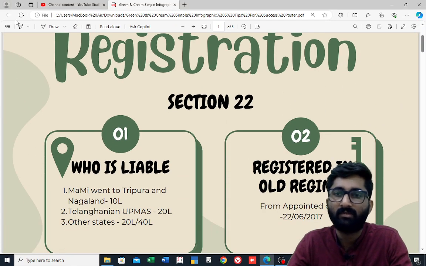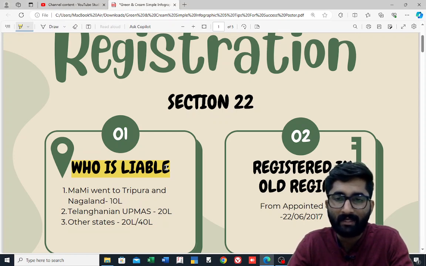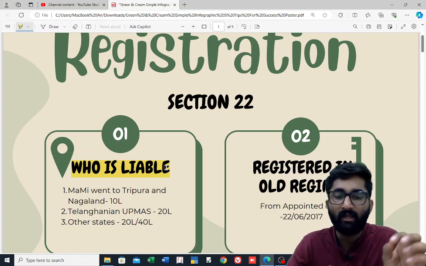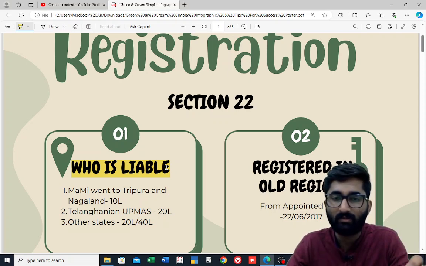What is section 22? Section 22 is who is liable. Section 22 subsection 1, who is liable. Remember MAMI: Manipur, Mizoram, Tripura and Nagaland. In these 4 states, if your turnover is greater than 10 lakh rupees, then you are liable for registration.